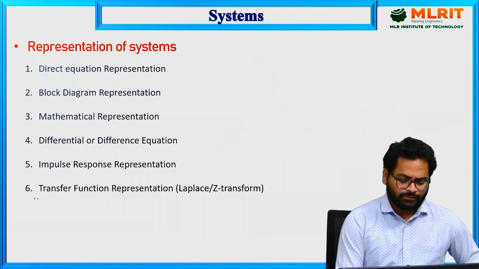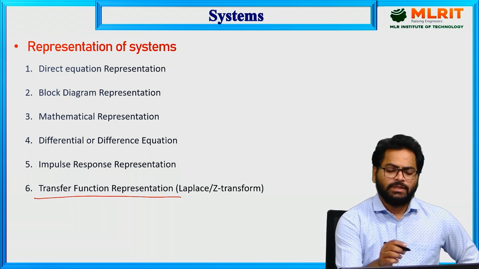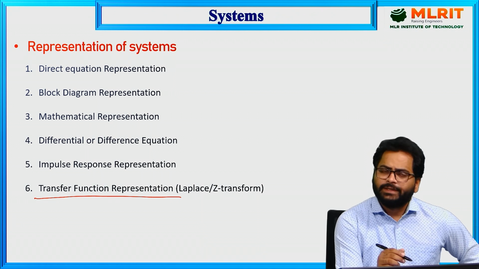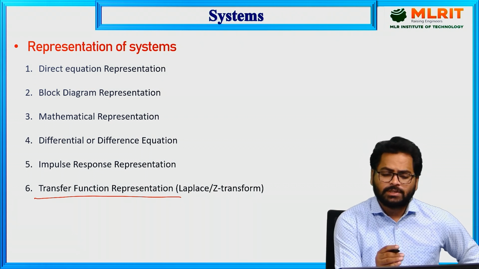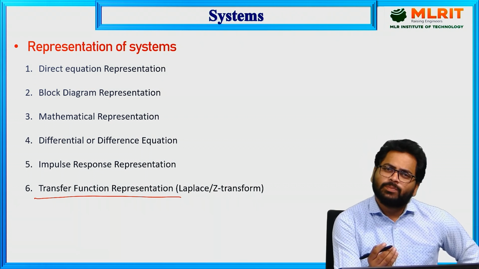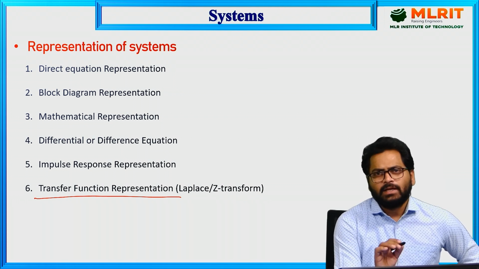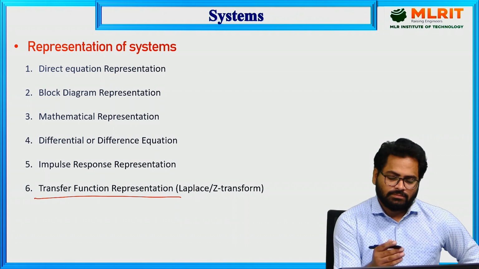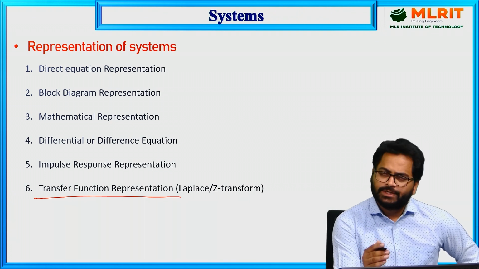Next one, transfer function representation, which is in the form of Laplace transform. If I come across the Laplace transform and z transform, we can represent the same system in Laplace transform and z transform also. The system we always represent in Laplace transform and z transform, and the signal is represented in terms of Fourier transform. That means for signal analysis, we are using the Fourier transform, whereas for system analysis, we are using only Laplace and z transform.